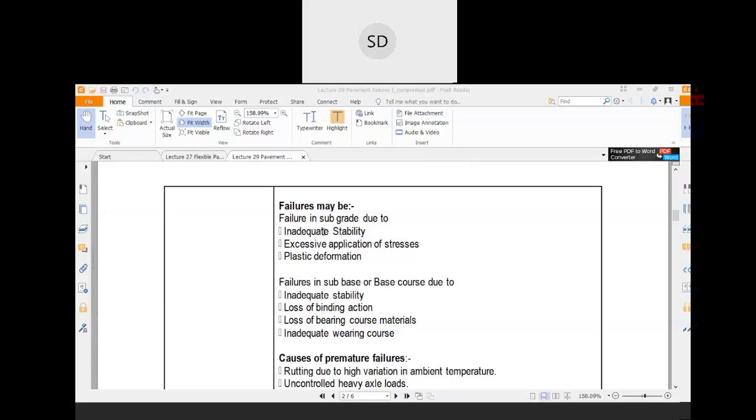Loss of bearing course materials and inadequate wearing course. Suppose the thickness of the base course and subbase course is low, and because of excessive wearing and cleaning, all the aggregates placed beneath the surface course have crushed. In that case, also failure of the surface or base happens.